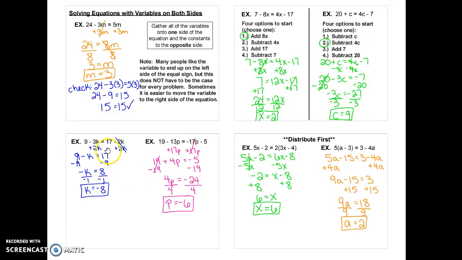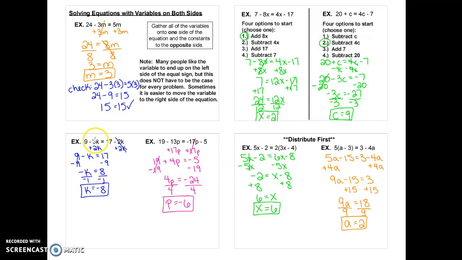All right, 2 more. So 9 minus 3k equals 17 minus 2k. Again, you need to choose your option. We didn't list them all here, but you still have 4 options available. You need to choose what works best for you. So we chose to move all of our variables to the left-hand side. That meant moving this negative 2k, so I was going to have to add 2k to both sides.